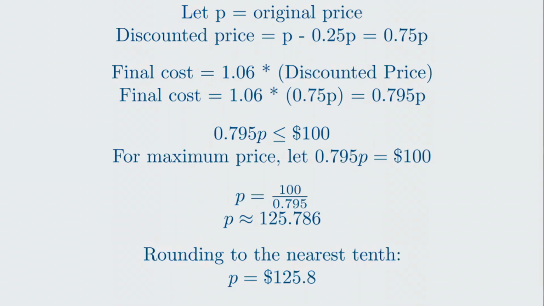A common mistake is to add the tax percentage to the discount percentage, which would be 25 plus 6 equals 31%. If you then apply a 31% discount to the original price, you get a different and incorrect result. Always apply discounts and taxes sequentially to the correct base amount.